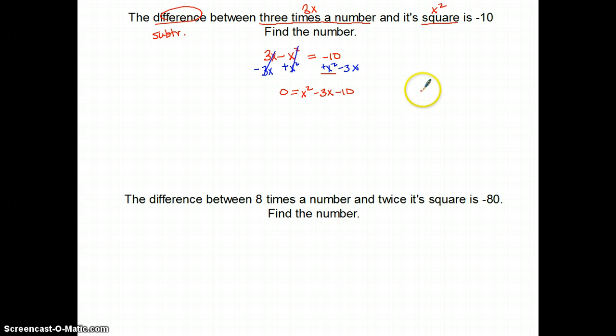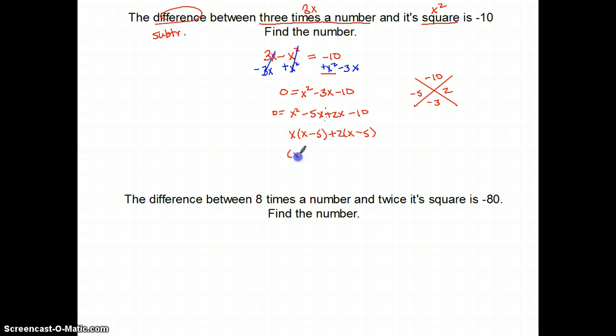Now from here, I factor using my diamond and solve. I have a negative 10 on top and a negative 3 on bottom, so my two numbers are negative 5 and positive 2. Rewriting my negative 3, I have x squared minus 5x plus 2x minus 10. Splitting down the middle, the GCF of the left is x, and I'm left with x minus 5. On the right, I take out a positive 2, leaving me with x minus 5.